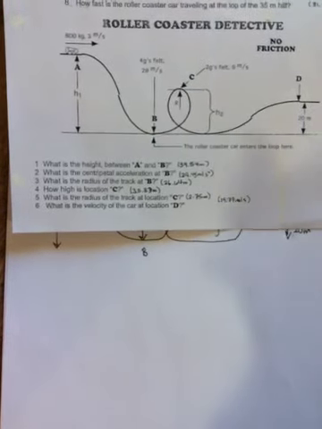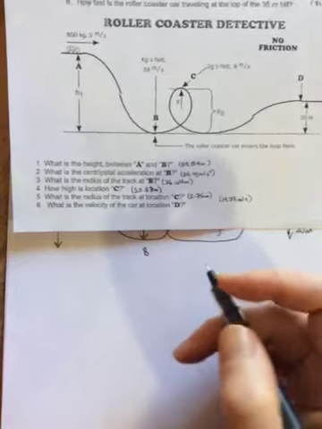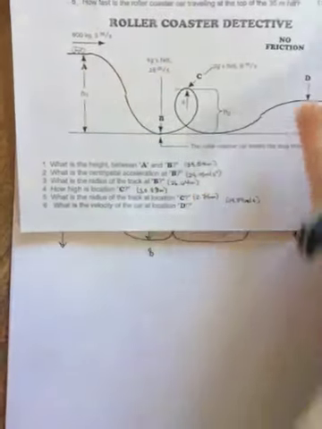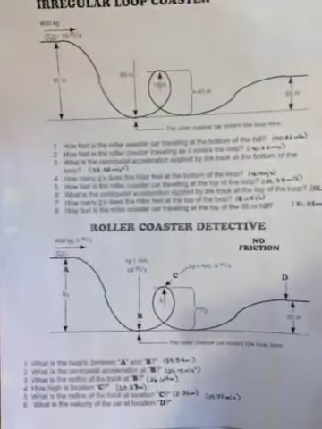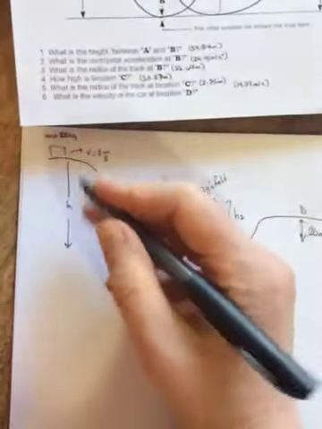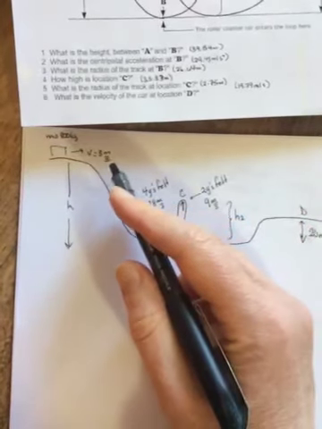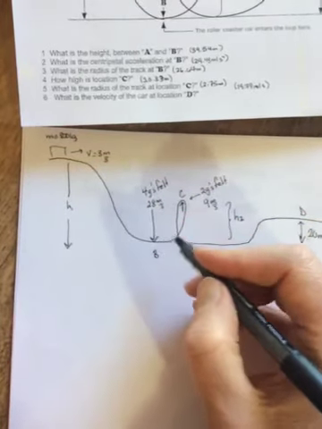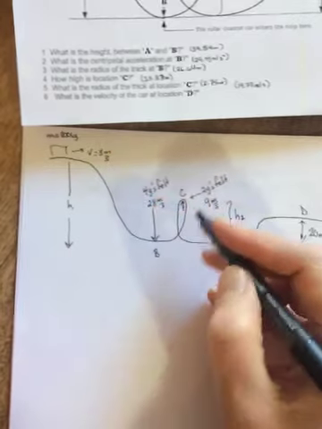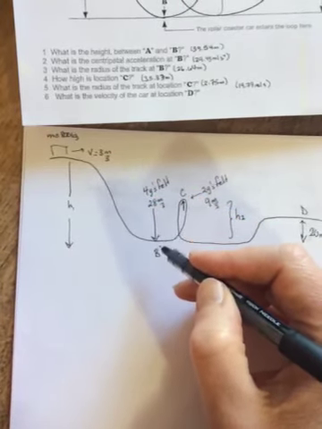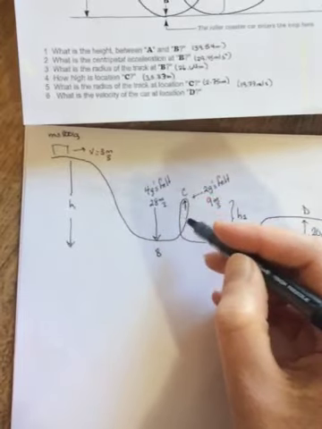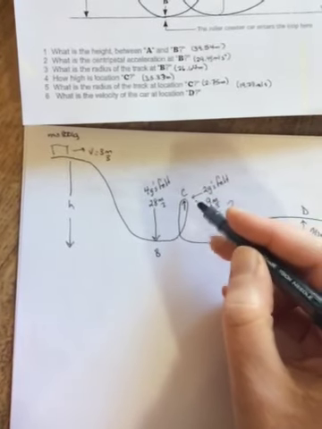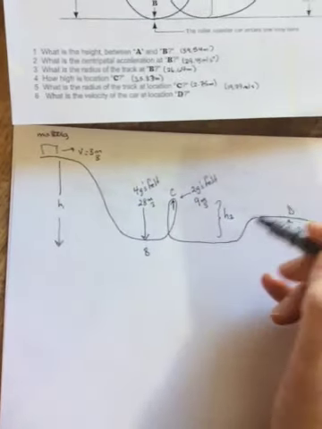Okay, so the roller coaster detective that I asked you to give a try to is very similar to the irregular loop. It has an irregular loop, but this time the info they give you is different. We don't know the height of the first hill, but we know the speed at the top. We don't know the radius of the first loop, but we know the number of G's felt and the speed down there. We don't know the radius of the second part of the loop, but we know the number of G's felt and the speed there.